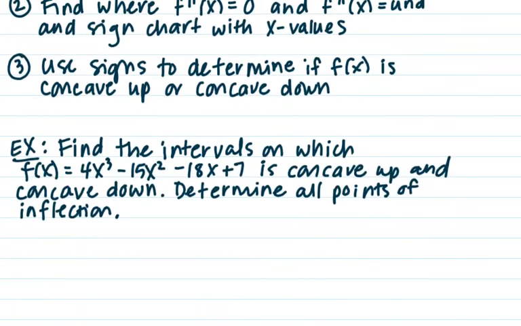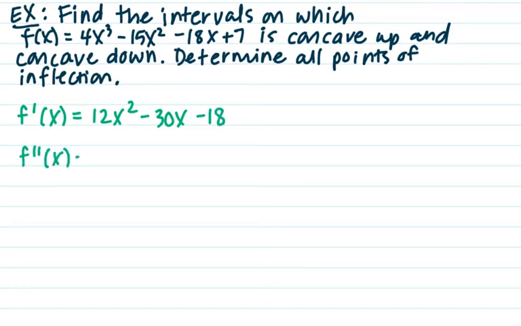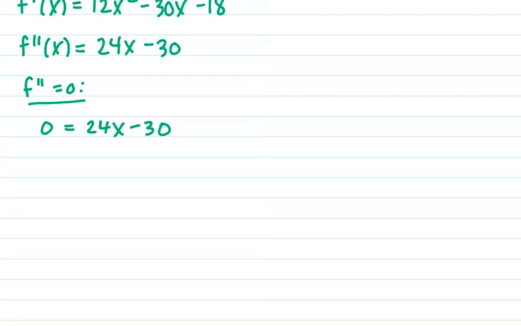All right, so let's do our first step, which is to find our second derivative. So let's find the first derivative. That would be 12x squared minus 30x minus 18. Then we can find the second derivative, which would be 24x minus 30. Okay, and so we're going to set it equal to 0. So that's going to be 0 equals 24x minus 30. And then we're going to solve.